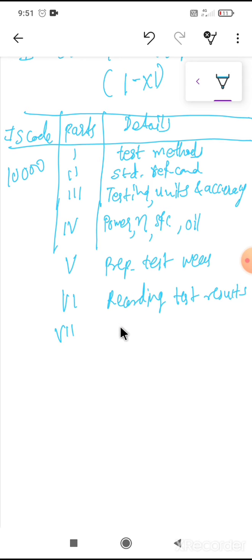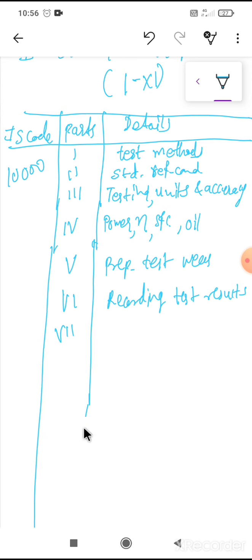Then 7, governing test for constant speed engines. So the seventh part is governing test for constant speed engines, also the selection of engine for use with electrical generators. So engine selection and governing test will come in part 7. Then in part 8, the performance test is held. Then in part 9, the endurance test procedures, both for constant speed and variable speed engines.